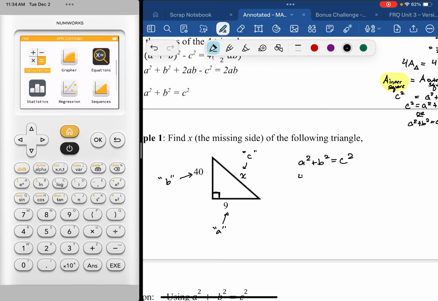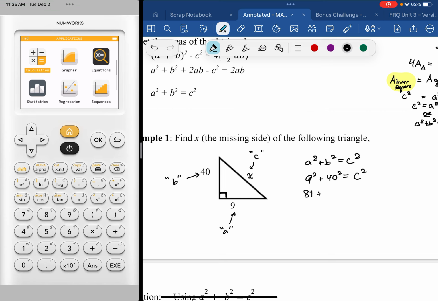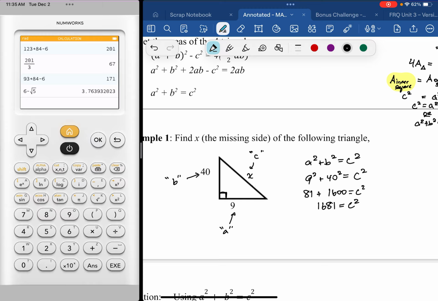So I would have, well, I almost wrote the wrong thing there, 9 squared plus 40 squared is equal to C squared. All right, so that's 81 plus 1600 is equal to C squared, so 1681. And then we could take the square root, right? So you could also do it all in one shot if you want. 9 squared plus 40 squared gives you the 1681, and then the square root of that, and you get the 41. Right? So 41 is equal to C. And again, we get that by taking the square root.